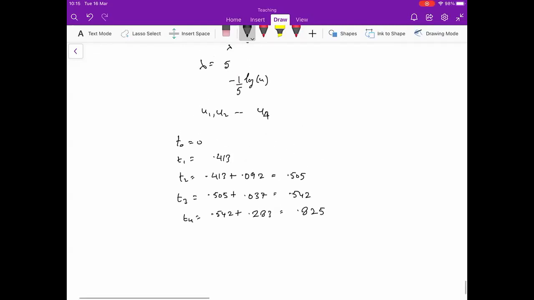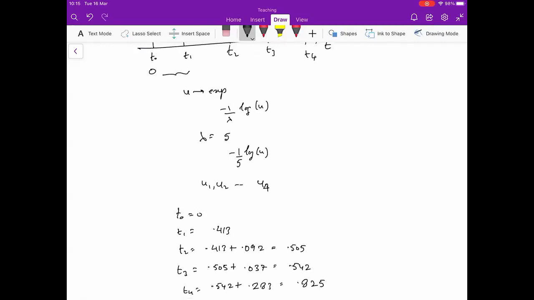Those values are these ones over here on the axis I drew earlier: 0.825, 0.542, 0.505, 0.413. Does that match what you've done?